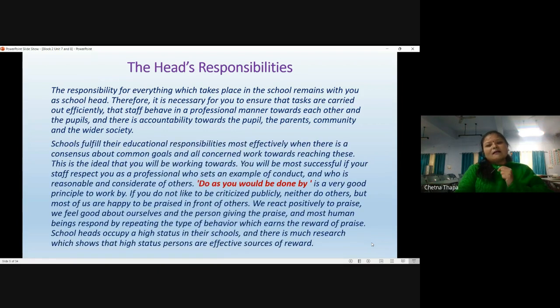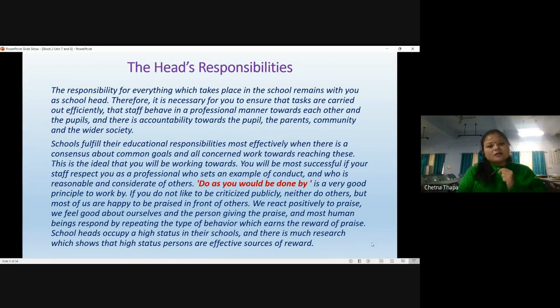So when there are certain common goals, when the whole school is working together and fulfilling the educational responsibilities for some common goals, then definitely there will be effective working in the school itself, because when we have a common goal, that will be an ideal for all of us to work towards achieving that goal. And as a head, we have to be a responsible person who sets an example of everything.